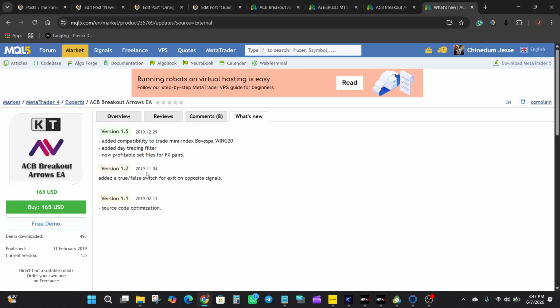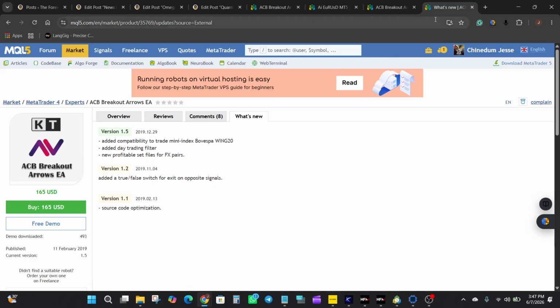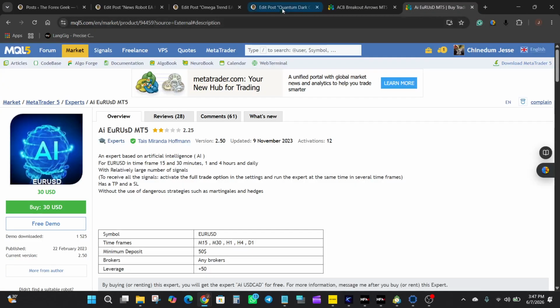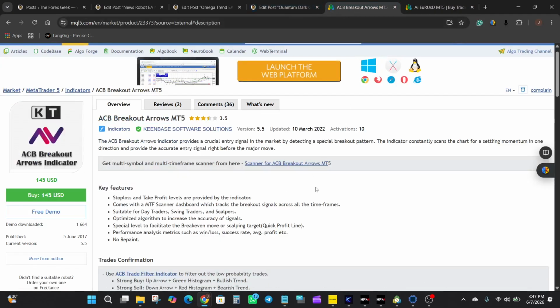So we can see experts is for MT4. I just had to clarify that. So let's discuss the indicator, and I'm just going to call it the indicator and the expert advisor, depending on what platform that you are using.